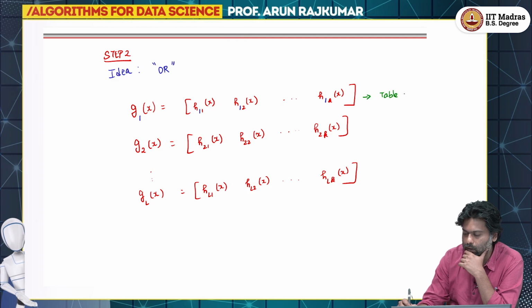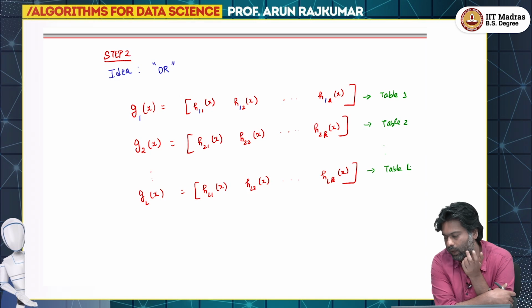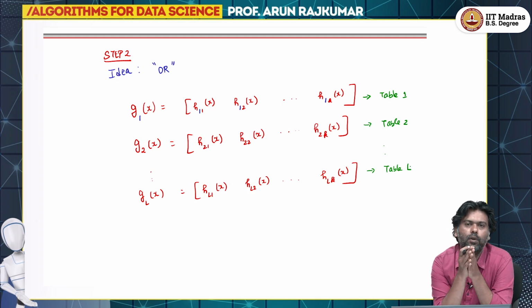Now, I have L such hash functions in the locality sensitive hashing literature. So, this is called table 1, this is called table 2 and this is called table L, right. So, these are called tables, that is more like a computer science data structure kind of hashing terminology, but you can just think of these as k different functions.